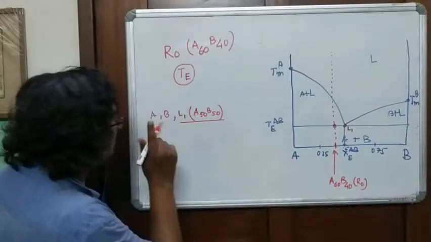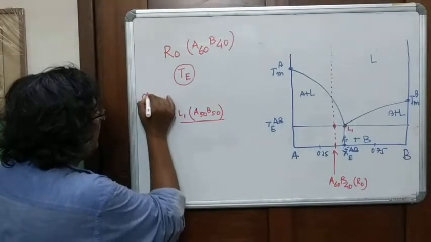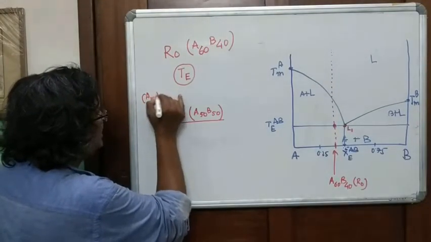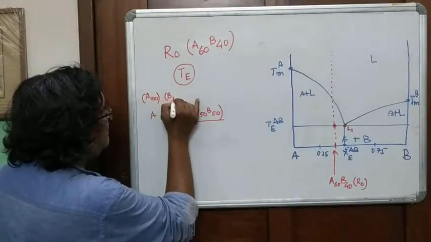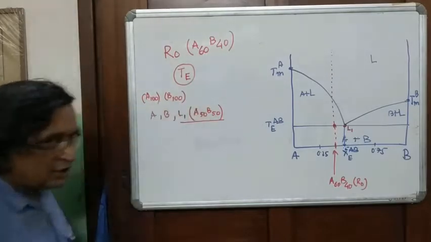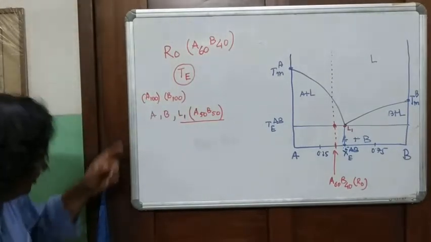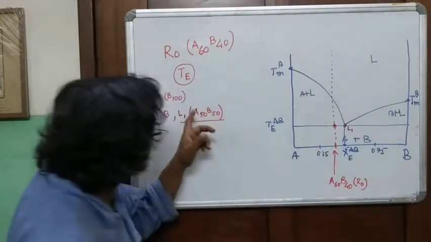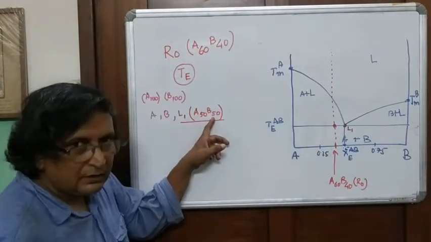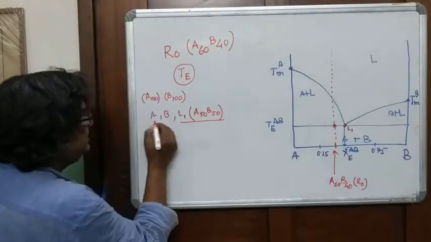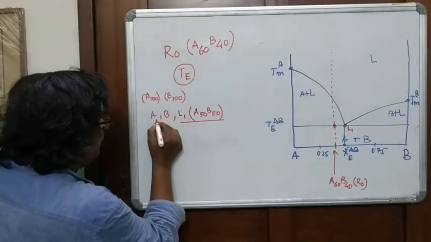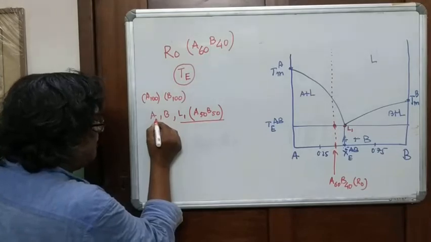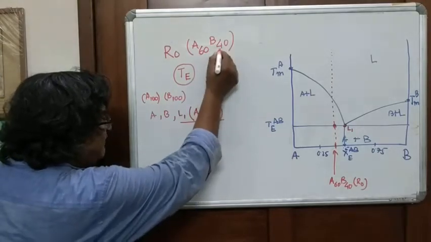What is the composition of A? A100. What is the composition of B? B100. So we know the compositions of A and B. And we know the composition of the liquid. This initially was a composition A60, B40.